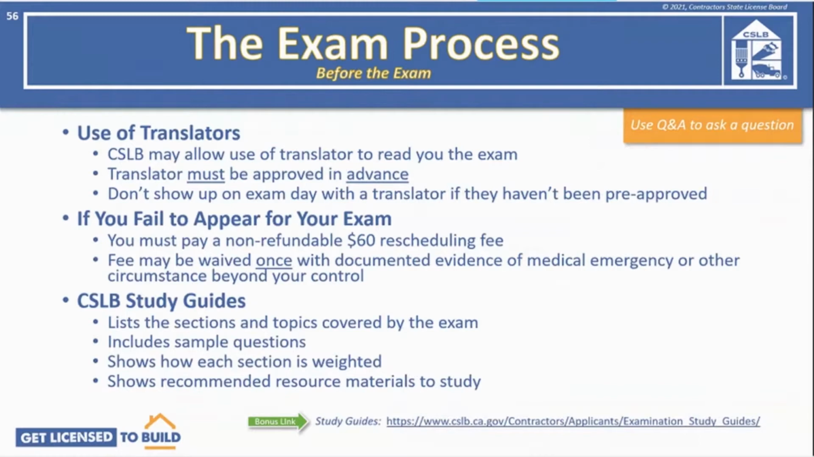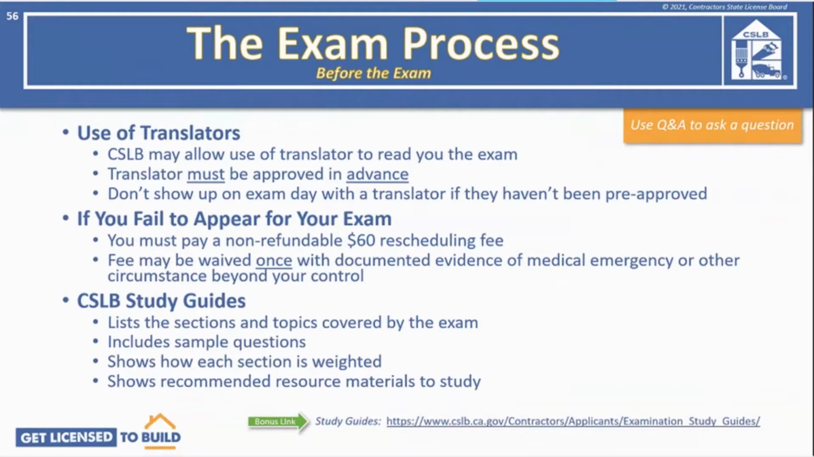exam for you. When you get an exam date, make sure you do not miss it. If you fail to appear for your exam, you will have to pay a non-refundable $60 rescheduling fee. The fee may be waived once with documented evidence of a medical emergency or other circumstance beyond your control.